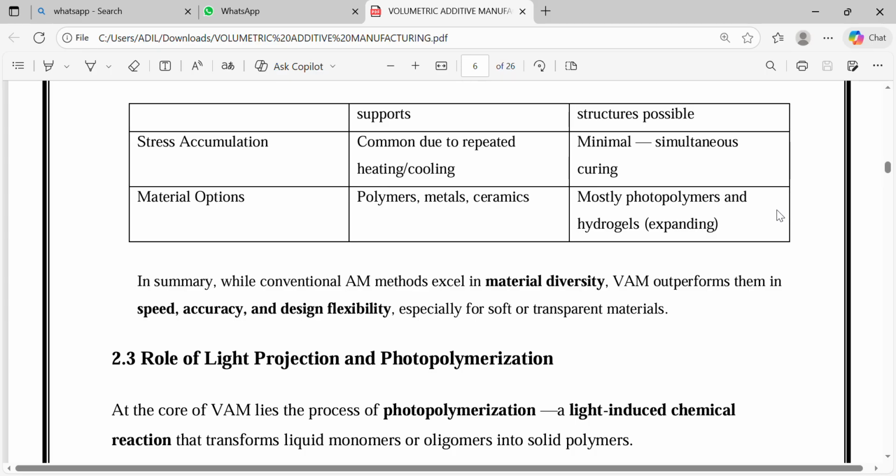additive manufacturing. Materials used are polymers, metals, and ceramics in conventional manufacturing, and mostly photopolymers and hydrogels in volumetric additive manufacturing. Conventional AM methods excel in material diversity. VAM outperforms them in speed, accuracy, and design flexibility, especially for soft or transparent materials.